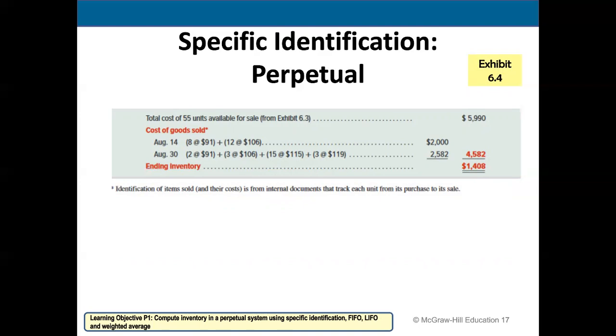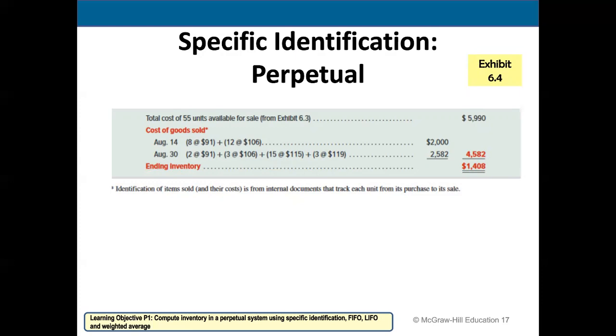And so, if you think about it, this would be the best method if it's possible, but it probably isn't possible for a business like Walmart to track each can of peas that they sell individually, right? But for a car dealership, and maybe for our bike store here that only sold 40-something units in a month, it would be easy. So with the specific identification method, all you do is you know which units you sold.